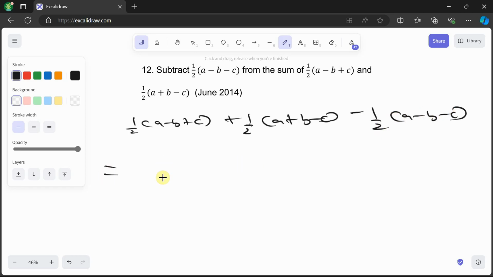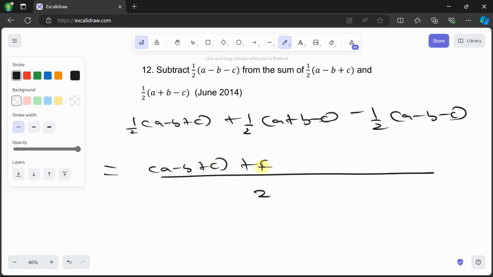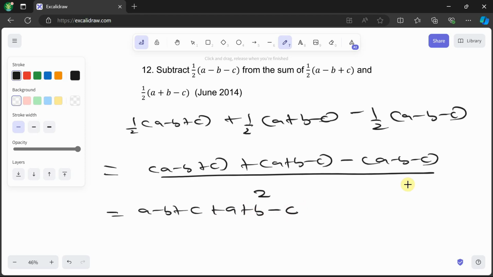The LCM of all these is 2. 2 into 2 into 2 into 2 will be 1, 1, 1. So I need to solve myself. That will be (a minus b plus c) plus (a plus b minus c), then minus (a minus b minus c). Right? Let's expand the bracket. That will be a minus b plus c plus a plus b minus c. Minus times a will give me minus a. Minus times minus b will give me plus b. Minus times minus c will give me plus c, all over 2.